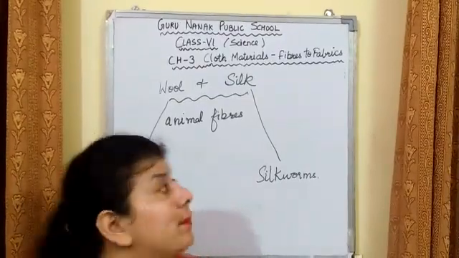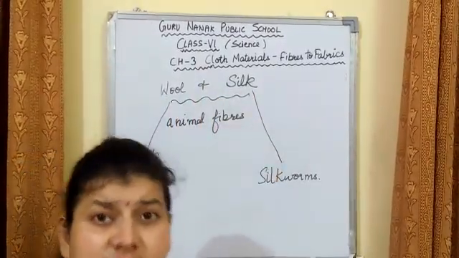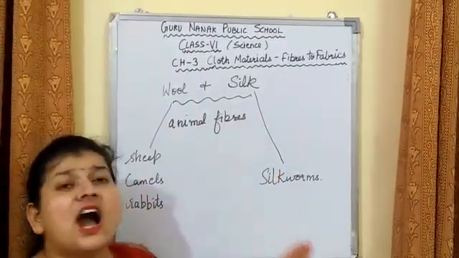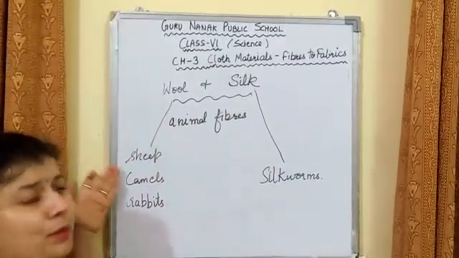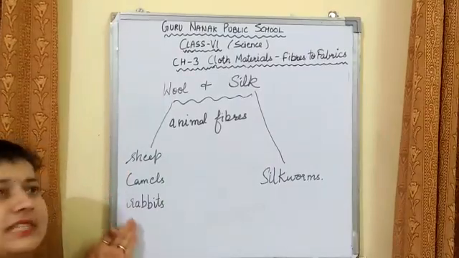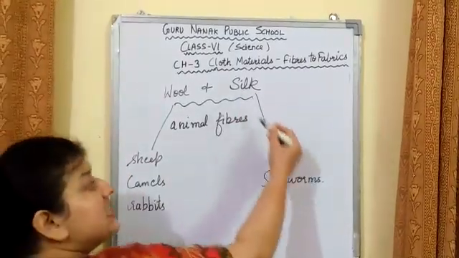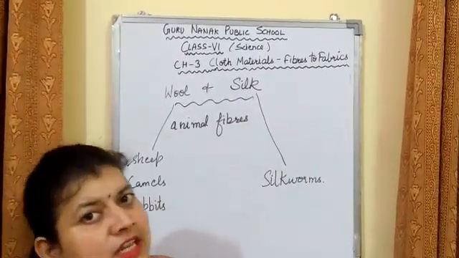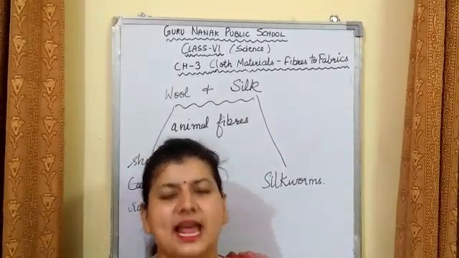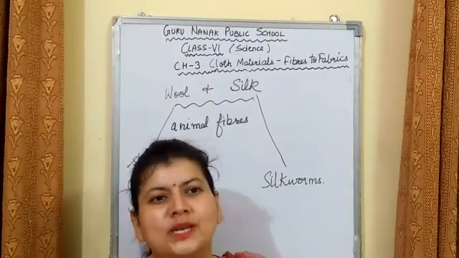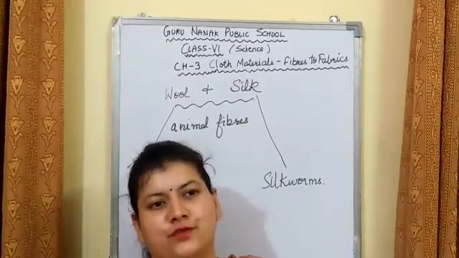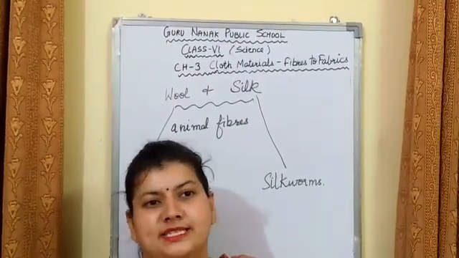Now, our next topic is wool and silk. Wool and silk are called animal fibers because wool is obtained from sheep, camels, rabbits, while silk is obtained from silkworms. Silk is a natural fiber. It is obtained from the silkworm cocoon that the larva of a silkworm spins around itself.